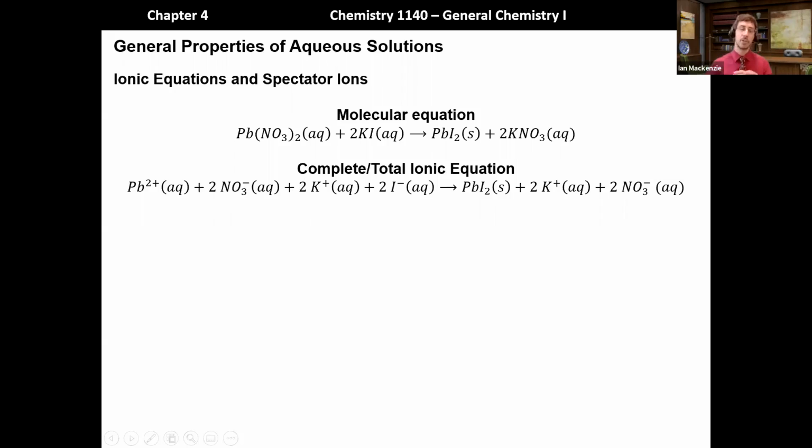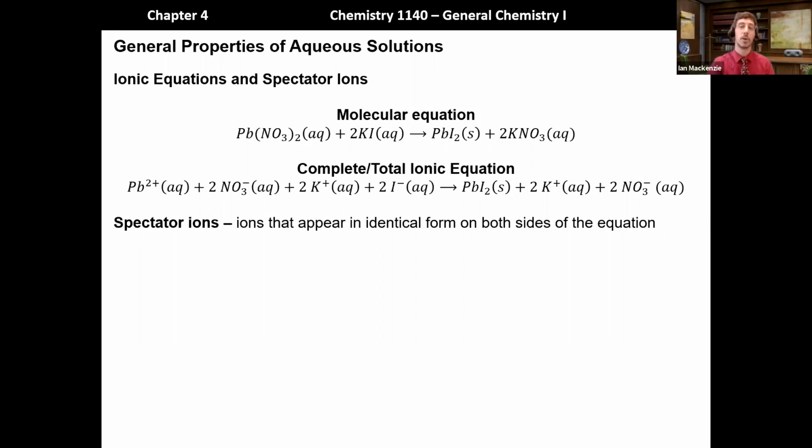And ions that show up in a chemical reaction on both sides of the equation in the exact same form, unchanged, not combined into an ionic compound, but just unchanged, aqueous on the left, aqueous on the right, those ions are referred to as spectator ions because they behave like spectators at a sporting event. They look on, but they don't do anything.